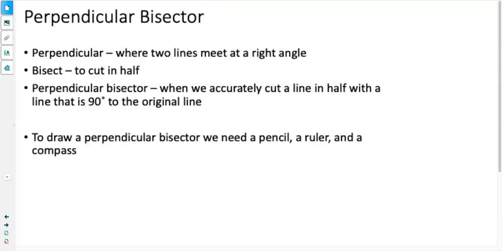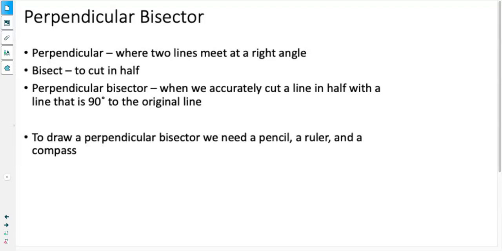So a perpendicular bisector, some definitions to help us before we get started drawing them: perpendicular is where two lines meet at right angles. And bisect means to cut in half. So therefore, a perpendicular bisector is when we accurately cut a line in half with a line that has 90 degrees to the original line.